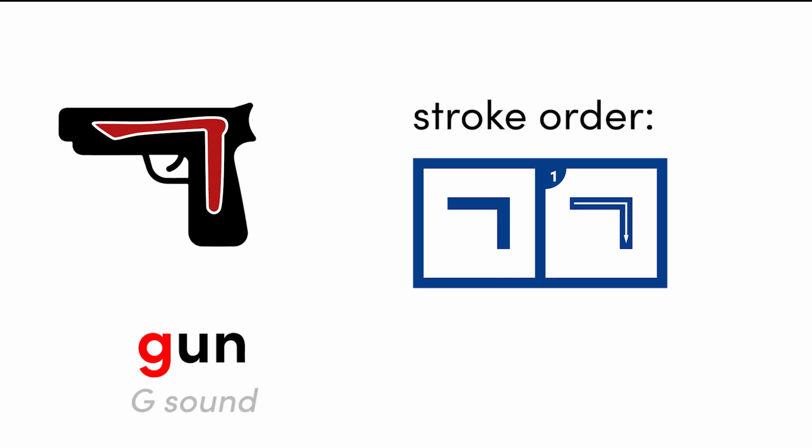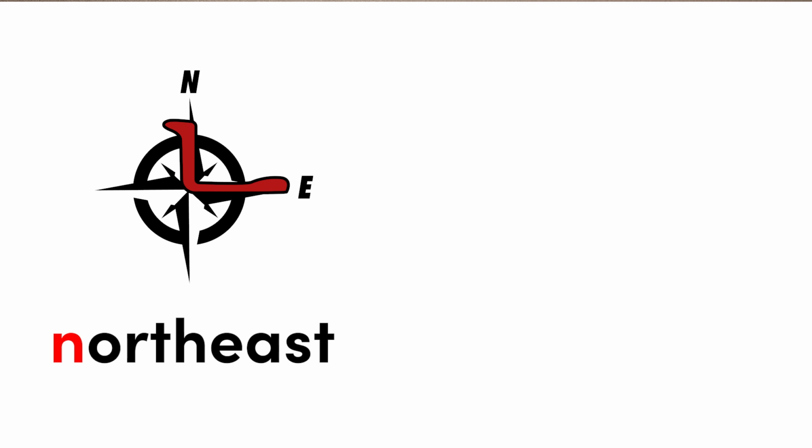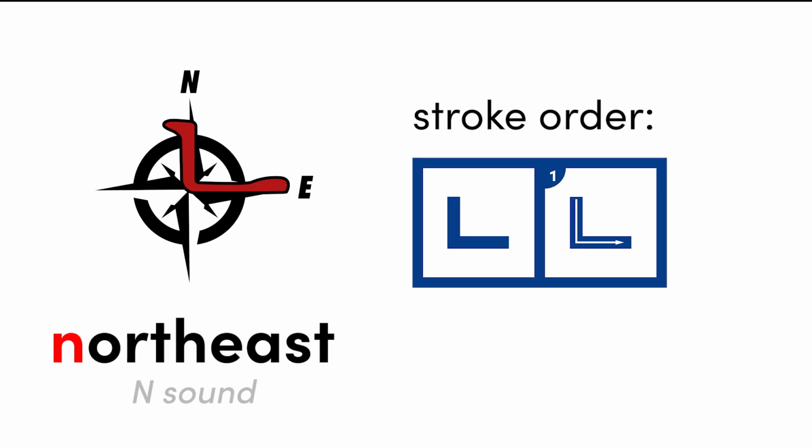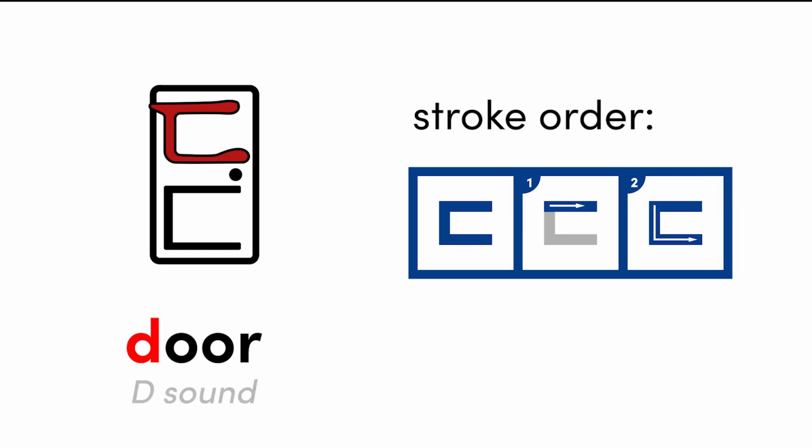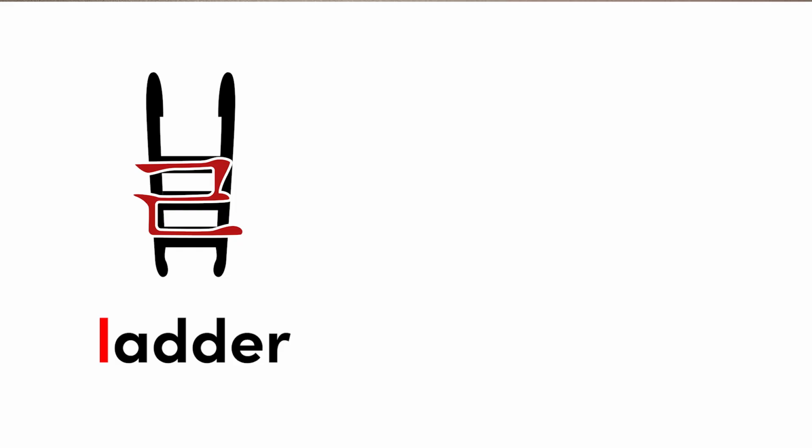This letter looks like a gun. It makes the G sound like in gun. This resembles a compass needle pointing north and east at the same time. It makes the N sound like in north. This looks like a door frame. It makes the D sound like in door. This resembles the steps of a ladder. It makes the R or L sound like in leather.